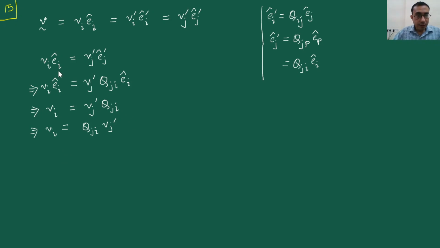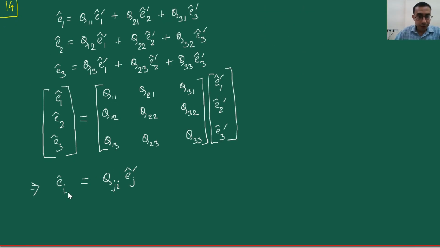Now I will consider again this relation, but now in the reverse order. So this time I write it like vj dash ej hat dash is equal to vi ei hat. Now you see we have already obtained the expression of ei hat in terms of the ej hat dash earlier. So if we go back to the previous page, here we already have the expression of ei hat in terms of the ej hat dash, and we are directly going to utilize this expression.